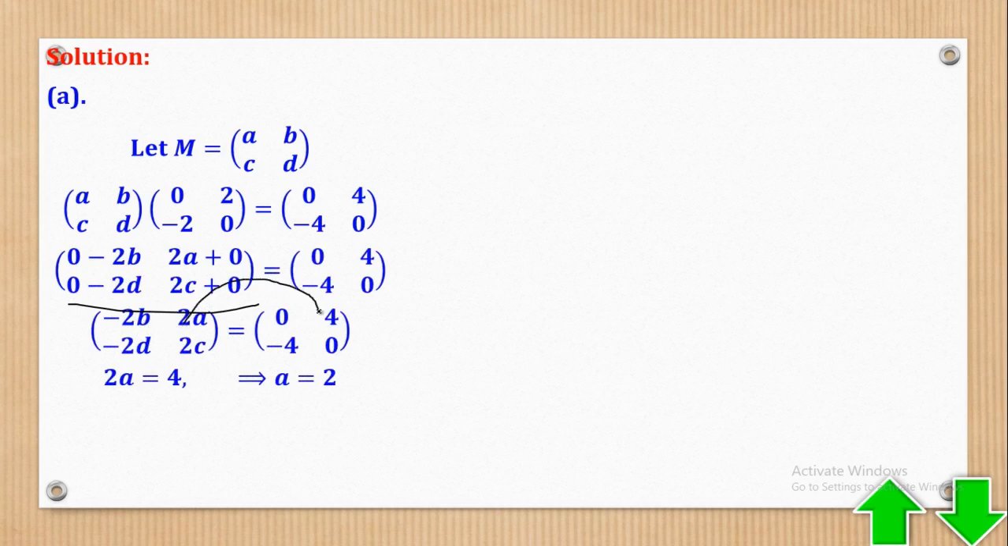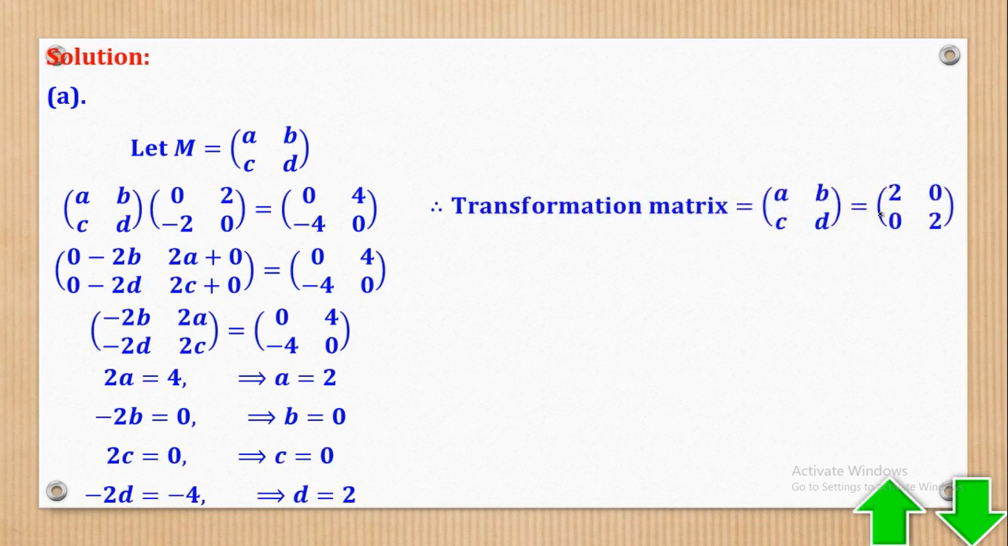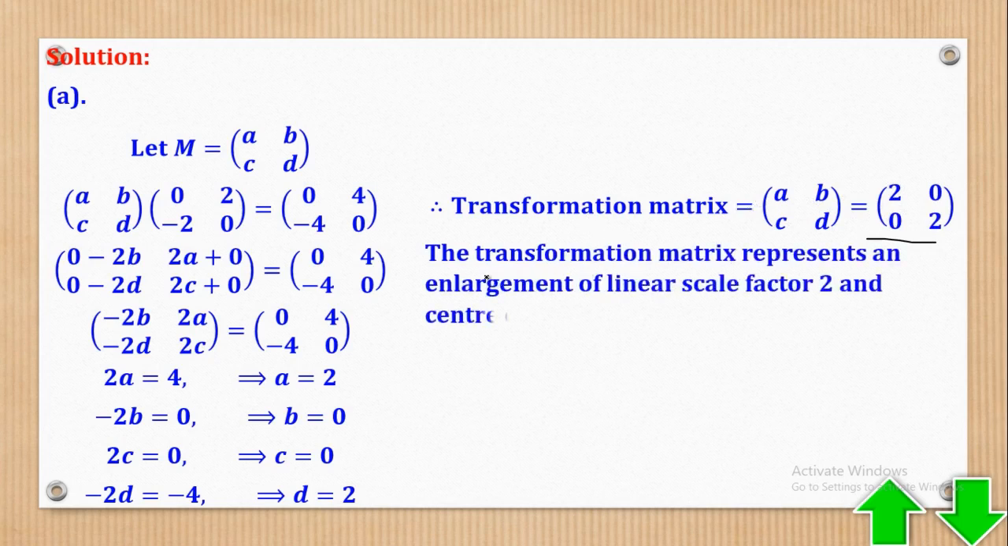So this with this gives you that, therefore A is 2. Then this with this gives you that, therefore B is 0. Sorry, this with this gives you that, therefore C is 0. And lastly, this with this gives you that, therefore D is 2. Therefore, transformation matrix will be [2 0; 0 2]. Now, this one is in the form [K 0; 0 K], therefore it is an enlargement matrix. So you shall say that the matrix of transformation represents an enlargement with linear scale factor 2 and center of enlargement (0, 0).